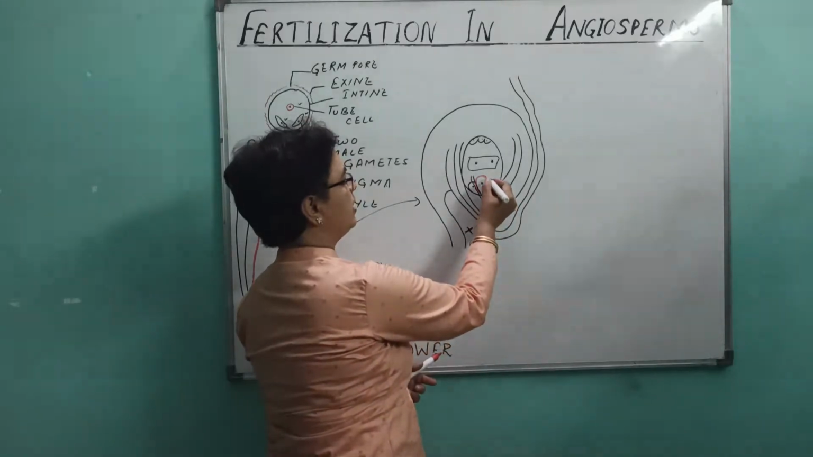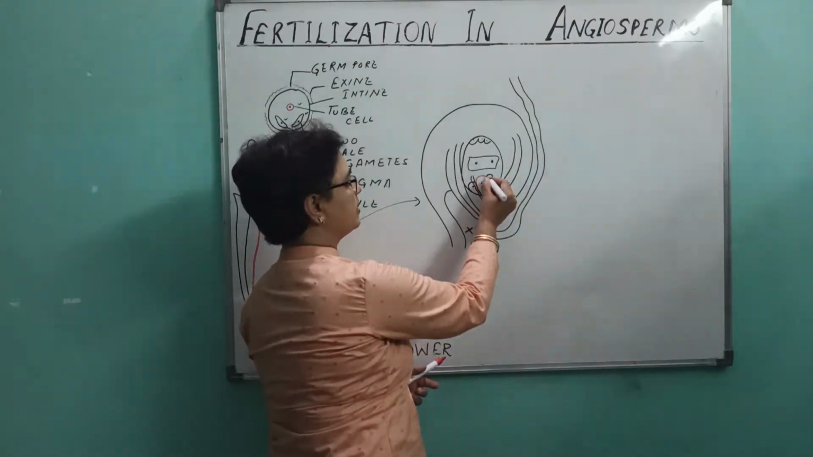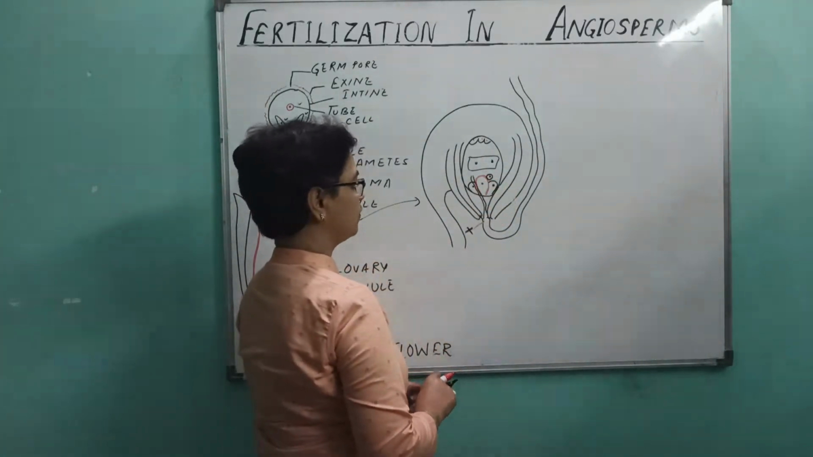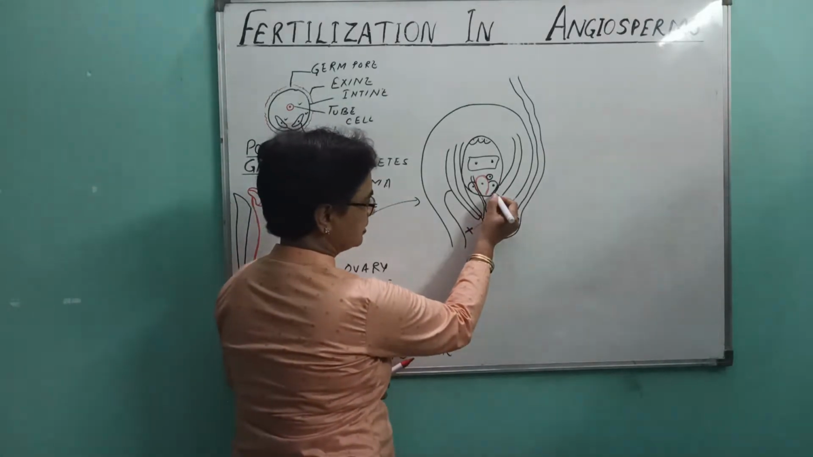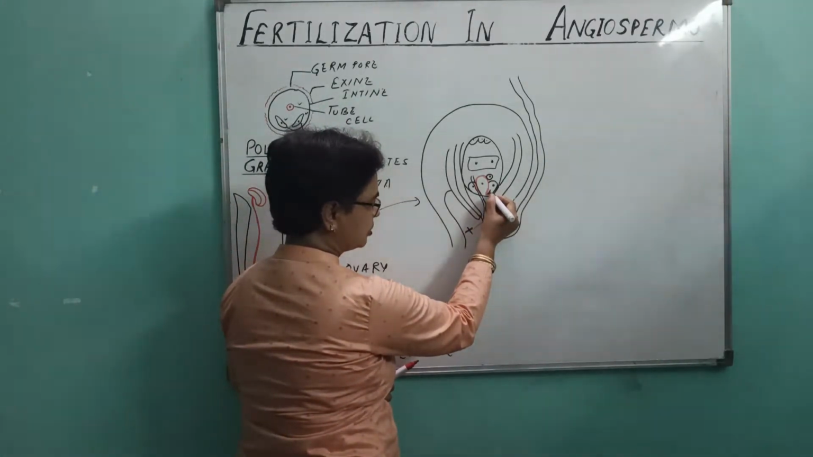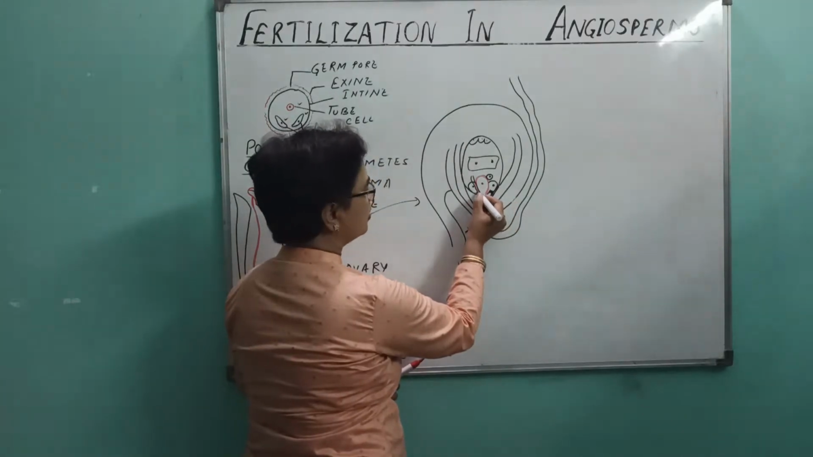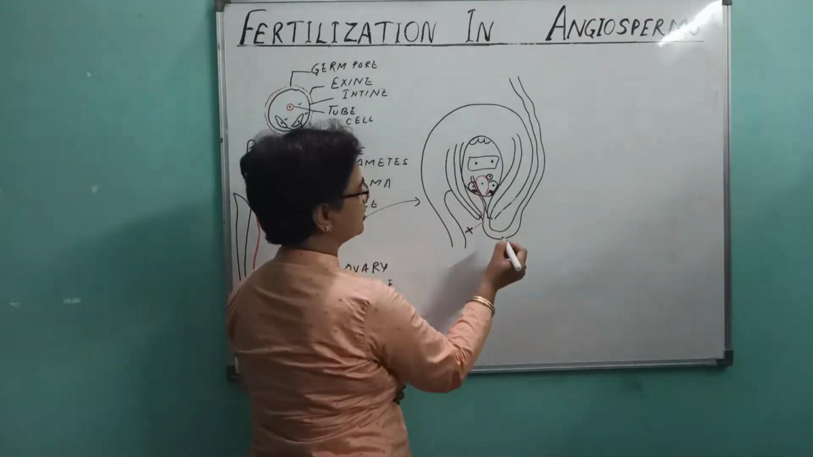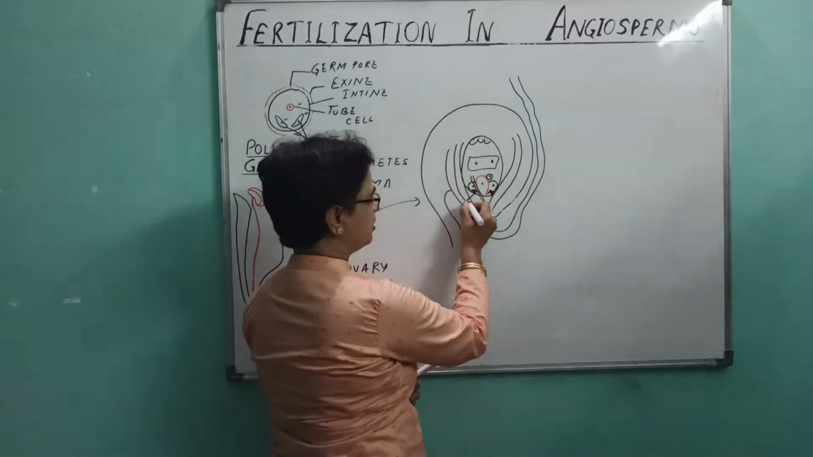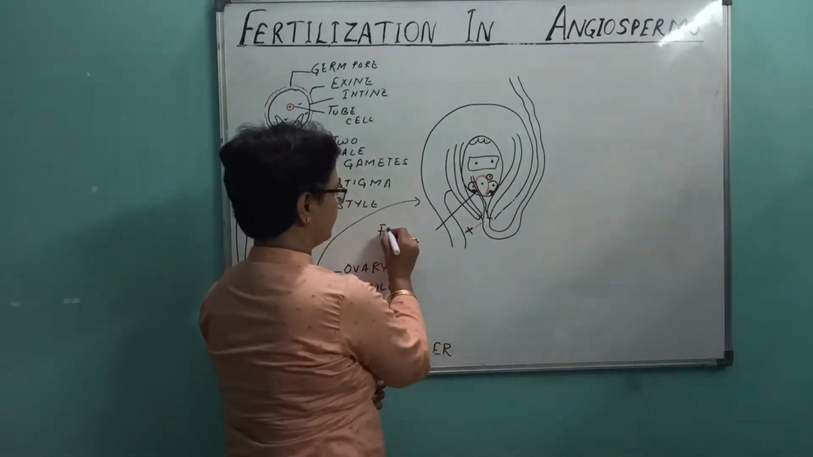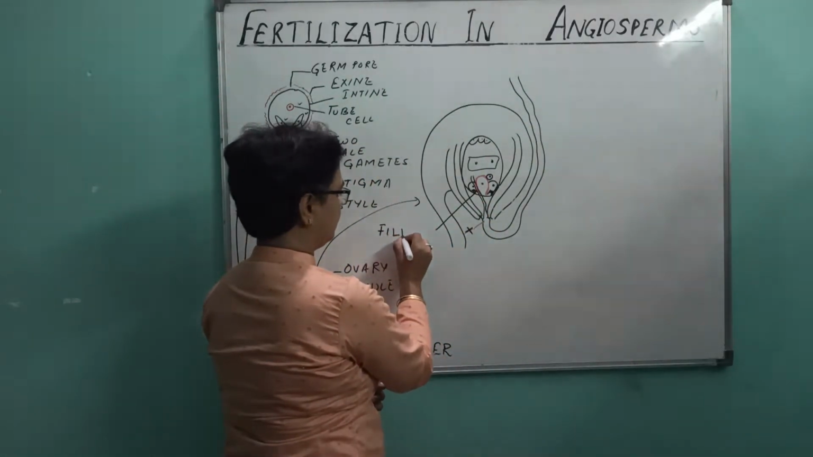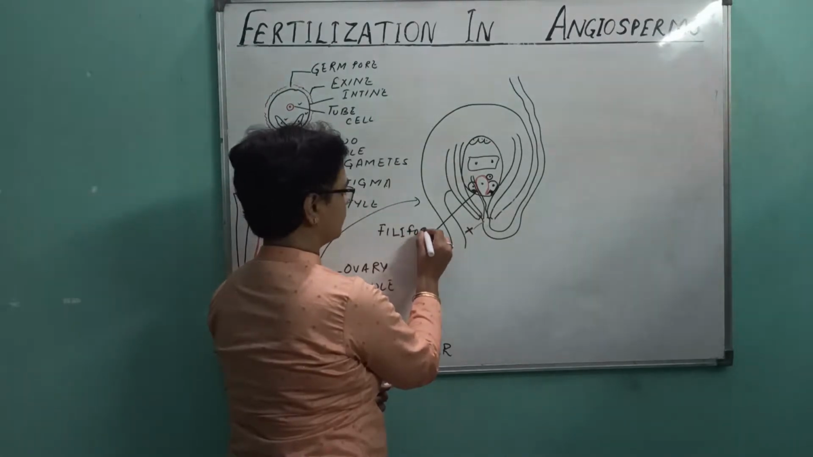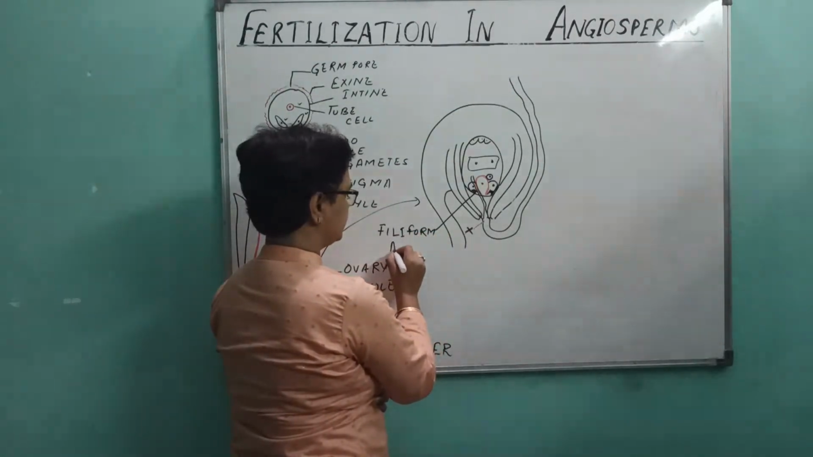The first male gamete fuses with the egg cell. So first of all, there are two new things. Synergids have a special type of structure termed the filiform apparatus. Going to label this one: filiform apparatus.